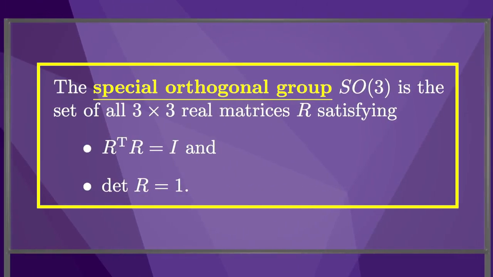The set of all rotation matrices is called the special orthogonal group SO3: the set of all 3 by 3 real matrices R such that R transpose R is equal to the identity matrix, and the determinant of R is equal to 1.